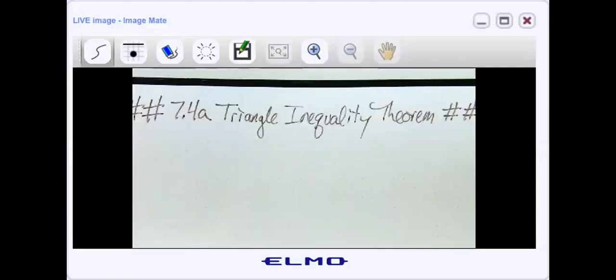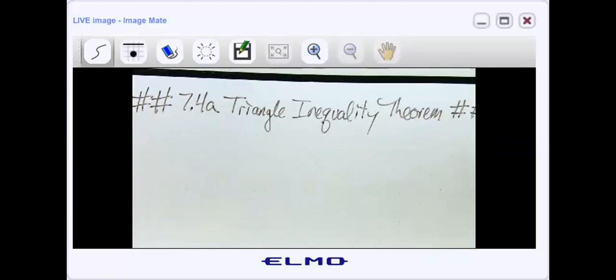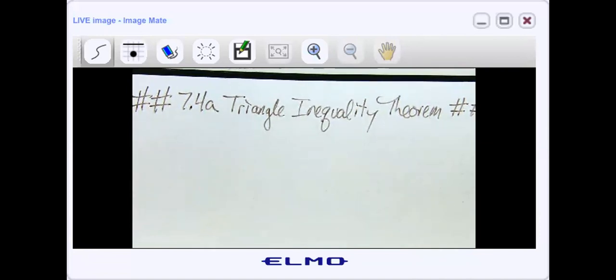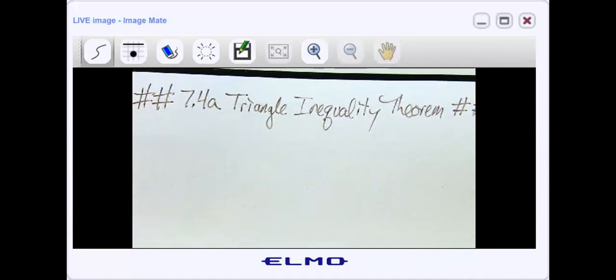All right, so talking about the triangle inequality theorem today. And basically, this is really kind of a neat concept. Can you make a triangle out of side lengths of any size you want? So in other words, could I take triangles, let me get out some of my sticks here.